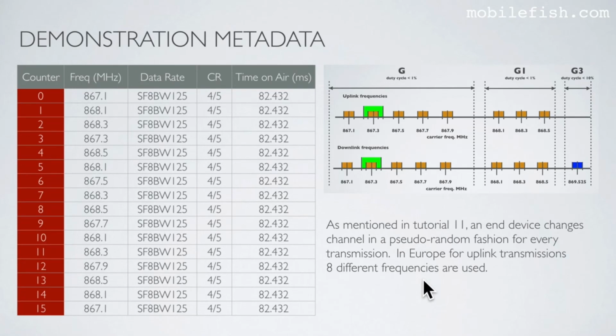As mentioned in tutorial 11, an end device changes channel in a pseudo-random fashion for every transmission. In Europe, for uplink transmissions, 8 different frequencies are used. And here is the proof. The frequency changes for every transmission, and all 8 frequencies are used. These are the 8 uplink frequencies.